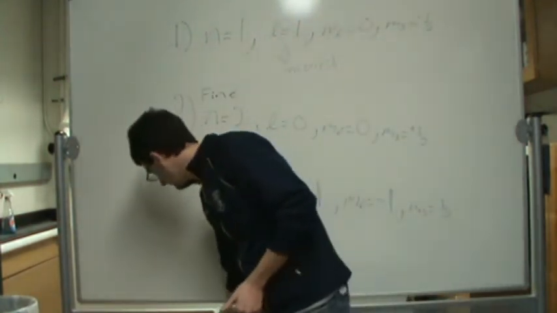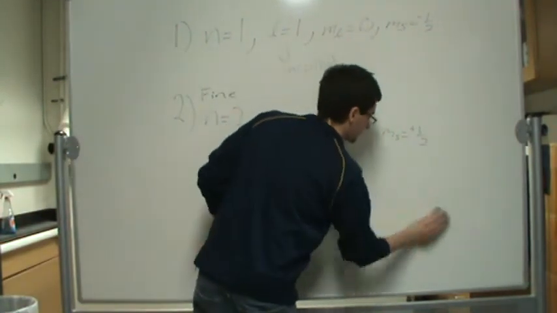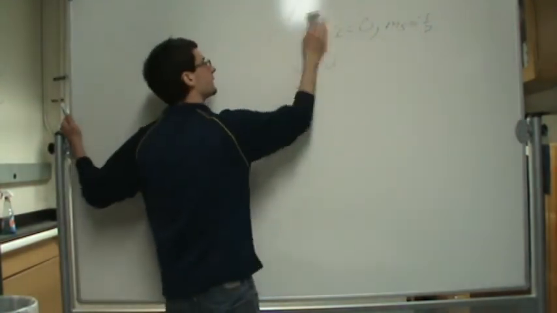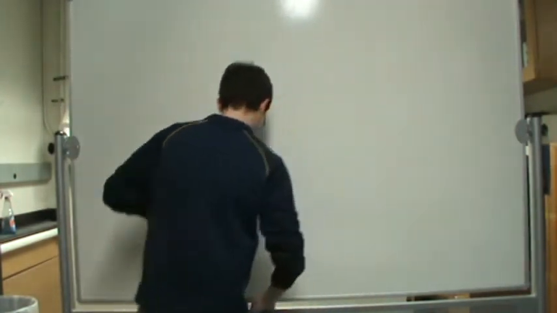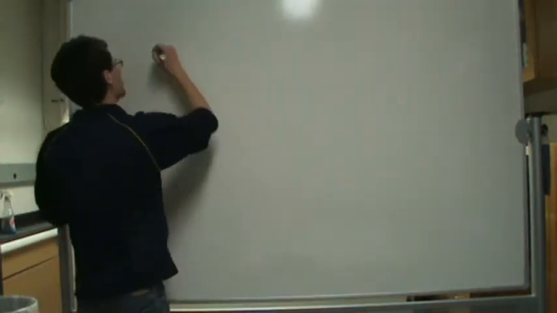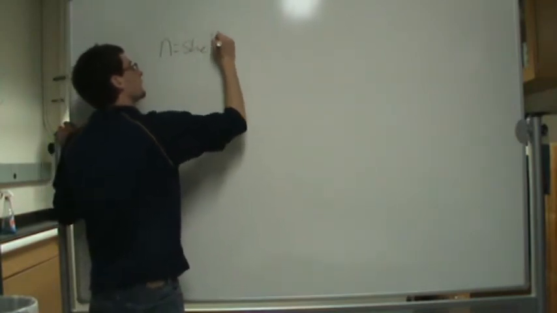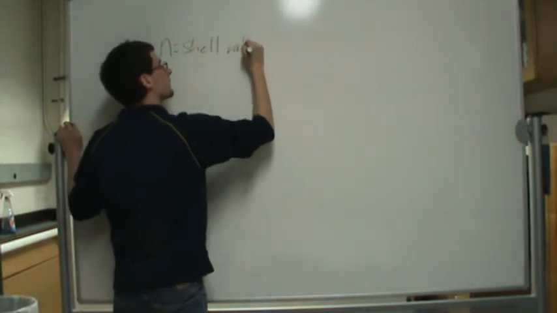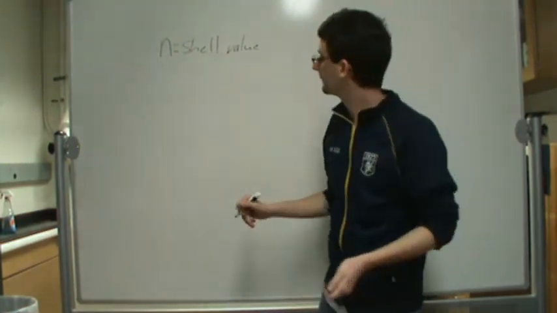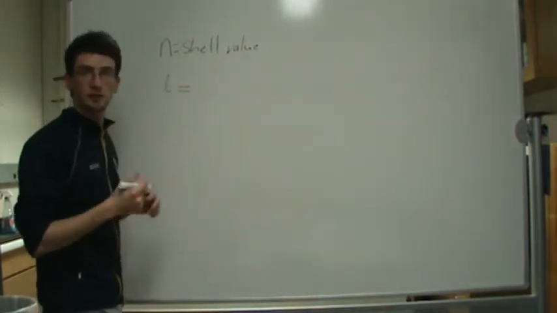Next, let's talk about what each of these quantum numbers actually means and how they relate to atomic orbitals. We have our n value, which is known as our shell value. For example, hydrogen would have an n value equal to 1. Next, our L value can also be known as our subshell.